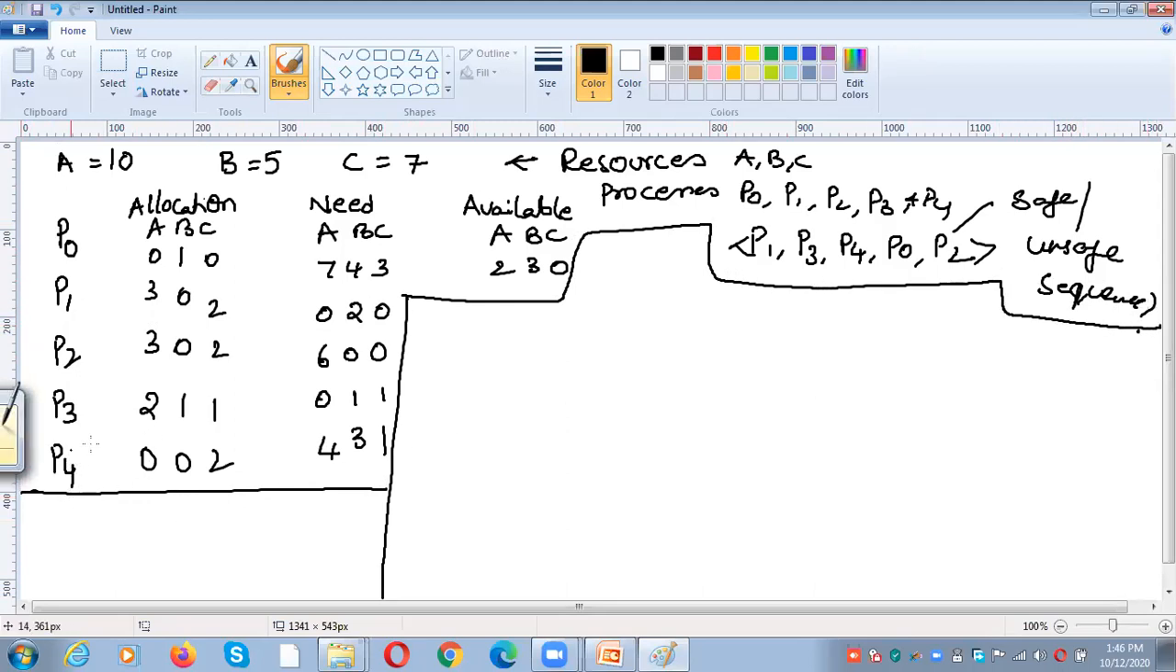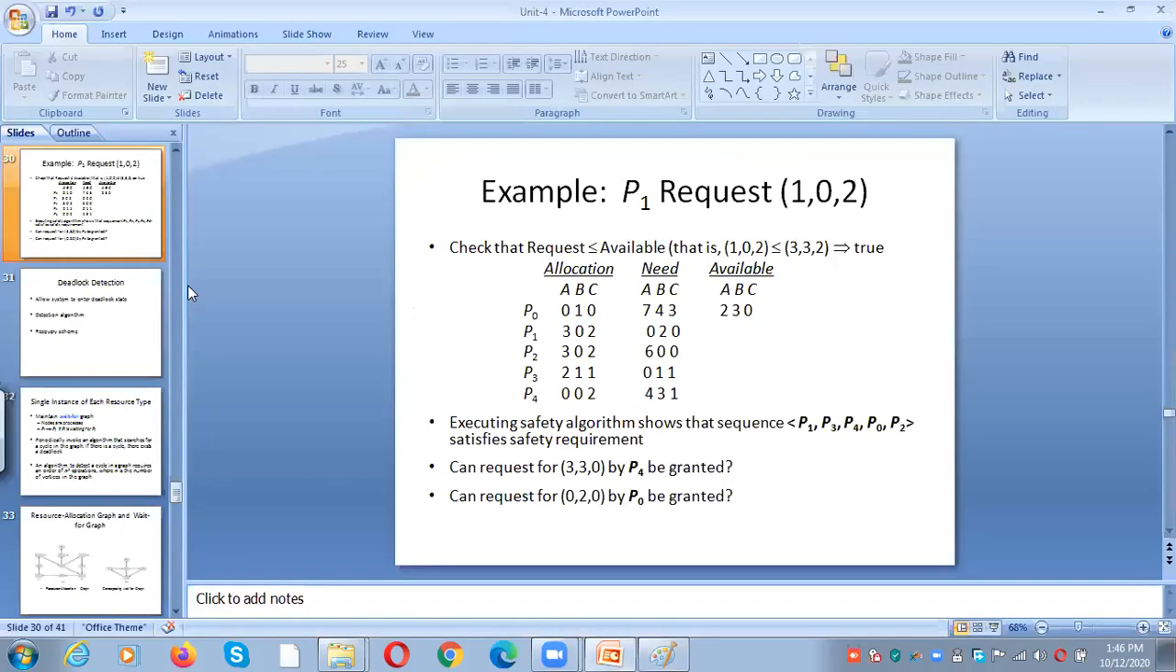First we need to give to the P1 process. So what is the requirement of P1? This is the requirement, the need: 0 2 0 is the need. How many are given to P1? The allocation is 3 0 2, and the need is 0 2 0.